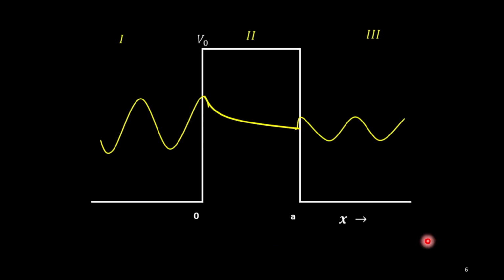Now the wave functions in the 3 regions can be plotted like this. We have seen that there are oscillatory solutions in region 1 and region 3, whereas in region 2 the solution was an exponential function. So the wave function will look like this.